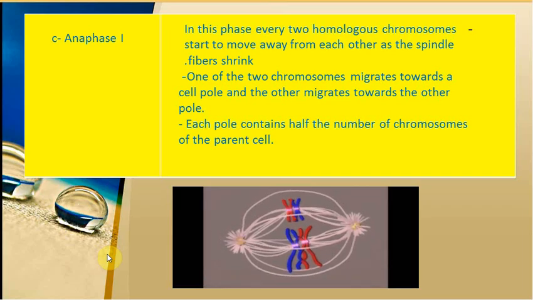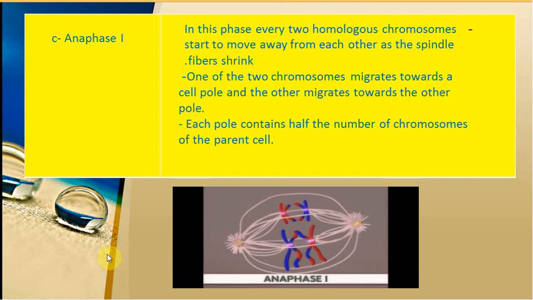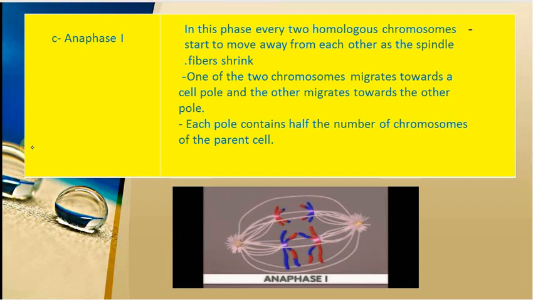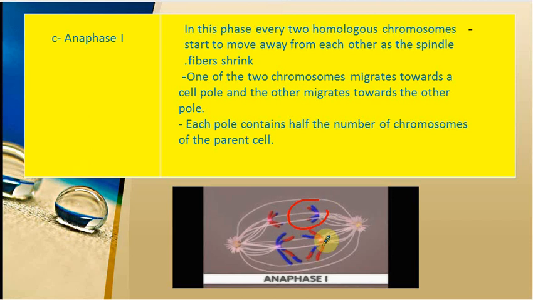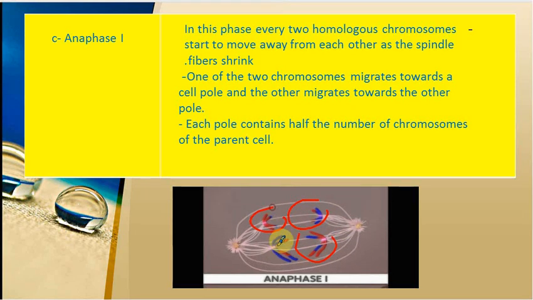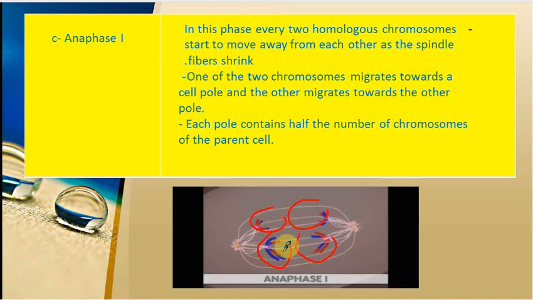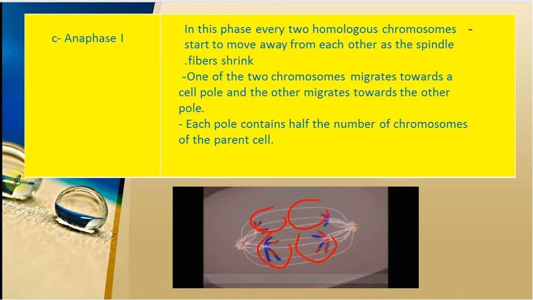In the following video, you will see that half the number of chromosomes move to one of the cell poles, and the other half move to the other side of the cell. Which means that each pole has only half. And that is a very important difference between meiosis and mitosis.